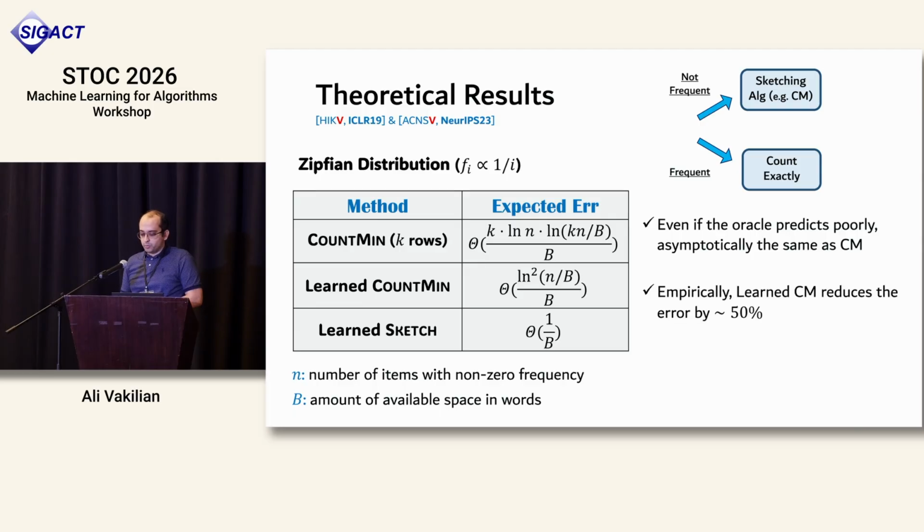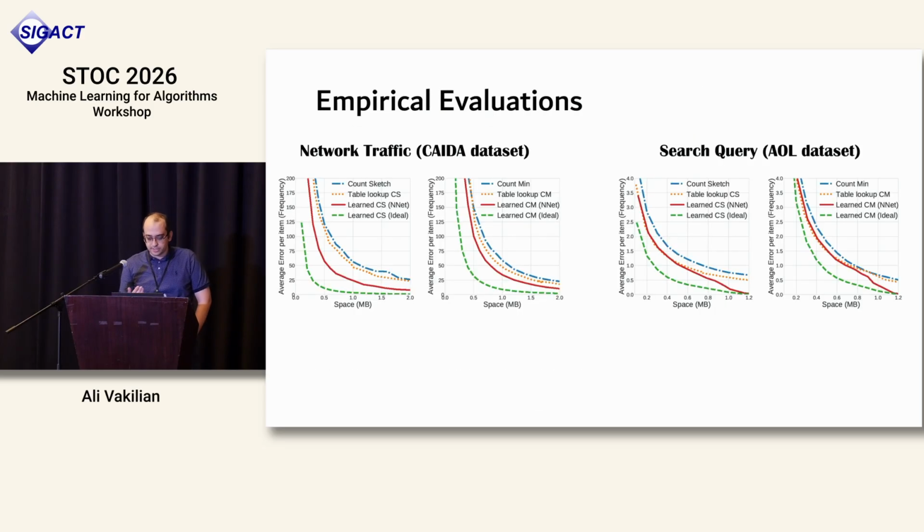And what was important for us was that empirically this learned count mean also works very well. It reduces the estimated frequency error by almost 50%. And here are more details on how it performs.